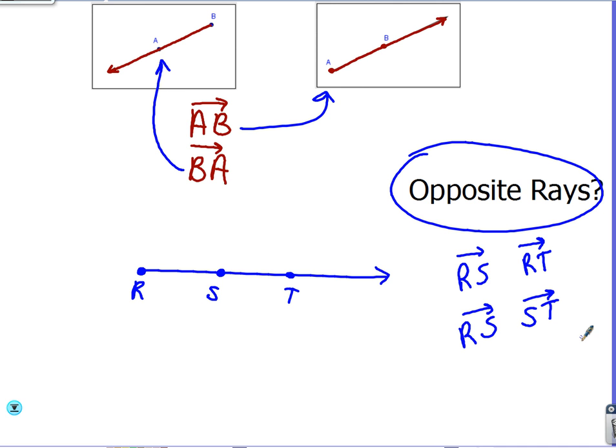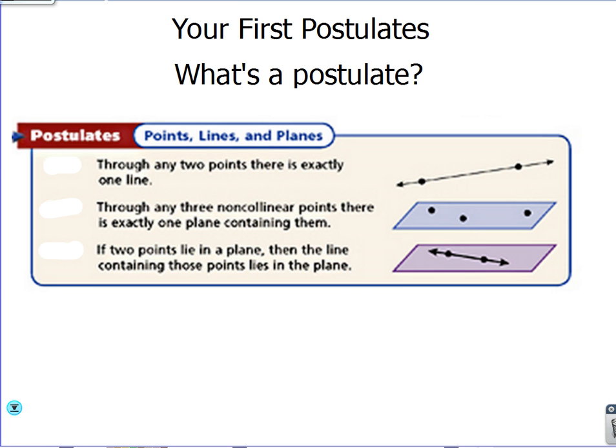Ray RS starts at R, goes through S, extends forever. Ray ST starts at S, goes through T, extends forever. Are those the same ray? No. Okay, so you do have to be careful about what points you are using. I would say that ray RT would be slightly longer than ray RS.